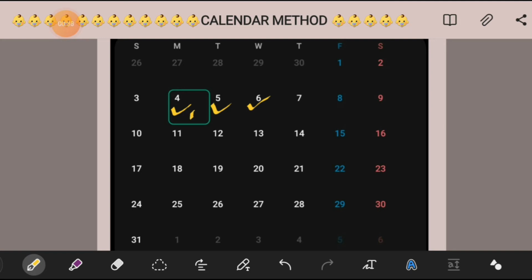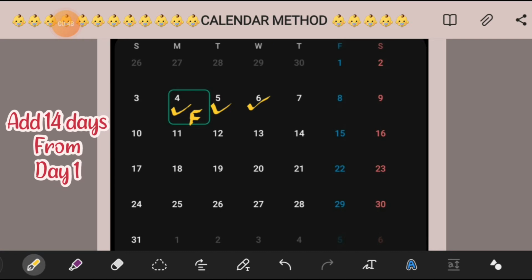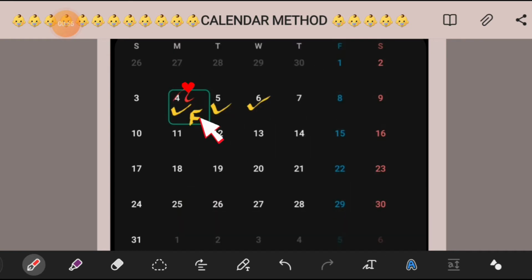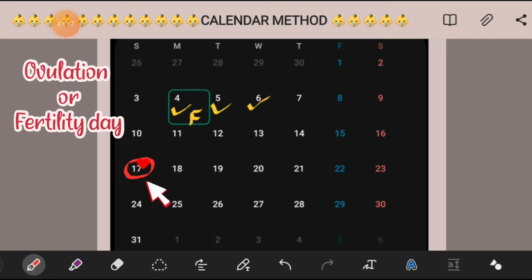Now, to compute your ovulation, let's add 14 days from the first day of your menstruation. Let's start counting from day 1. 1, 2, 3, 4, 5, 6, 7, 8, 9, 10, 11, 12, 13, and 14. Alright, so 17. Therefore, your ovulation or fertility will happen on the 17th day of October. This is the most crucial, the peak of your ovulation, when you should most avoid any intimacy or contact with your partner.